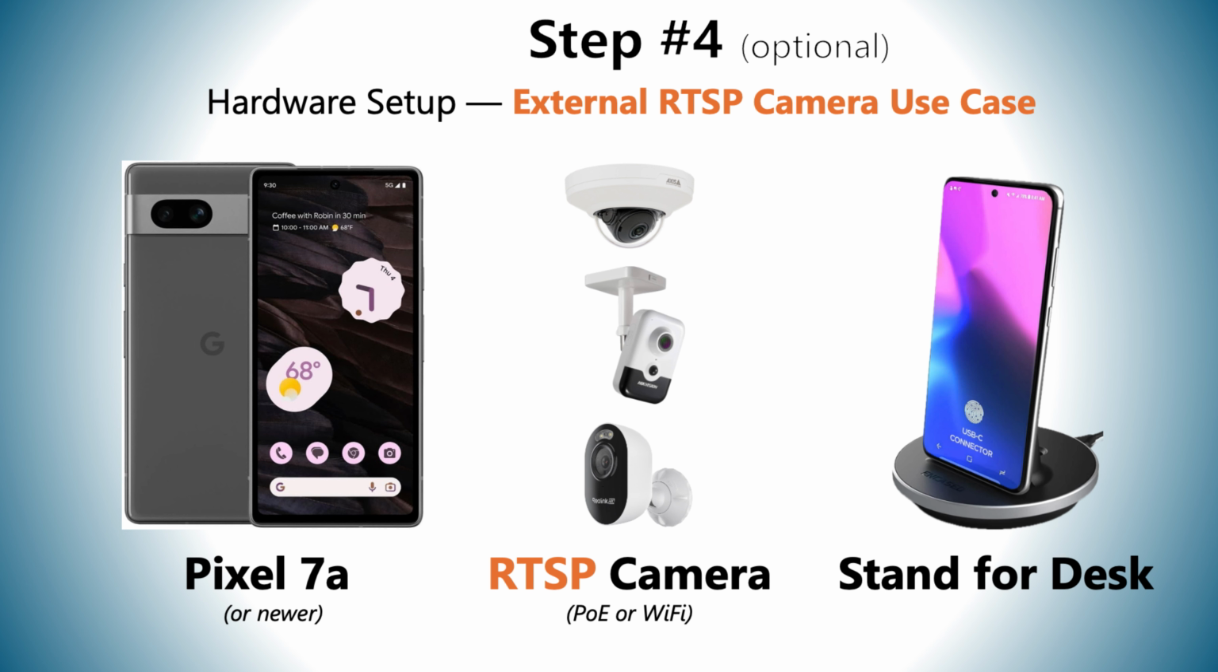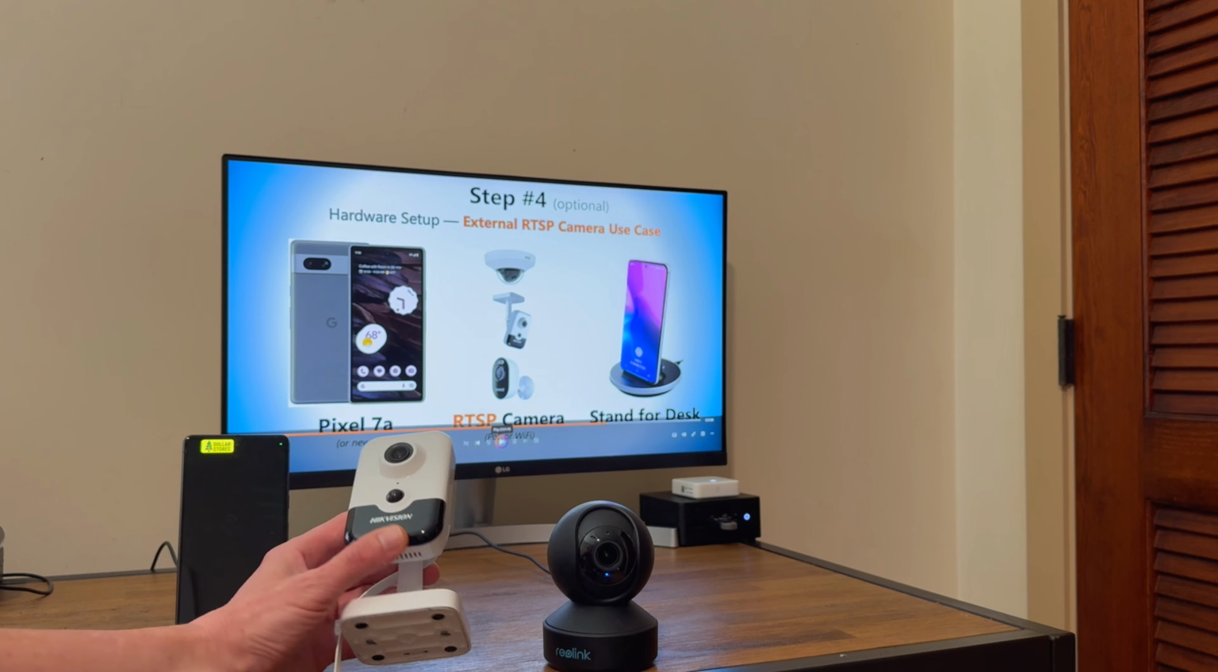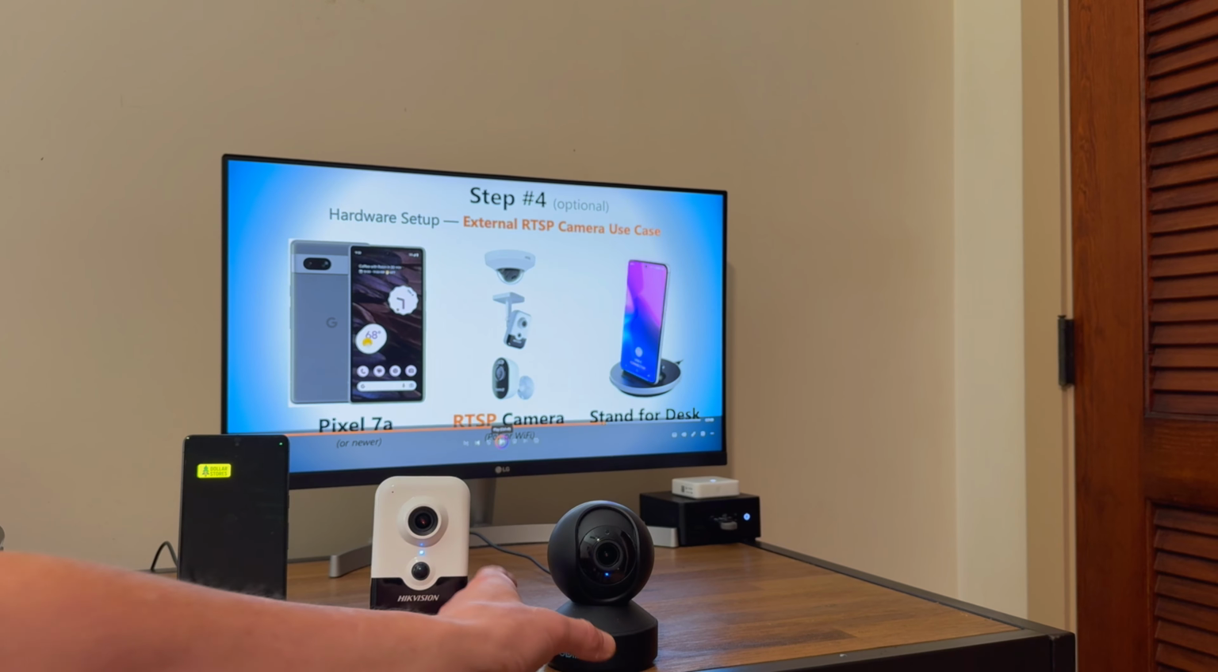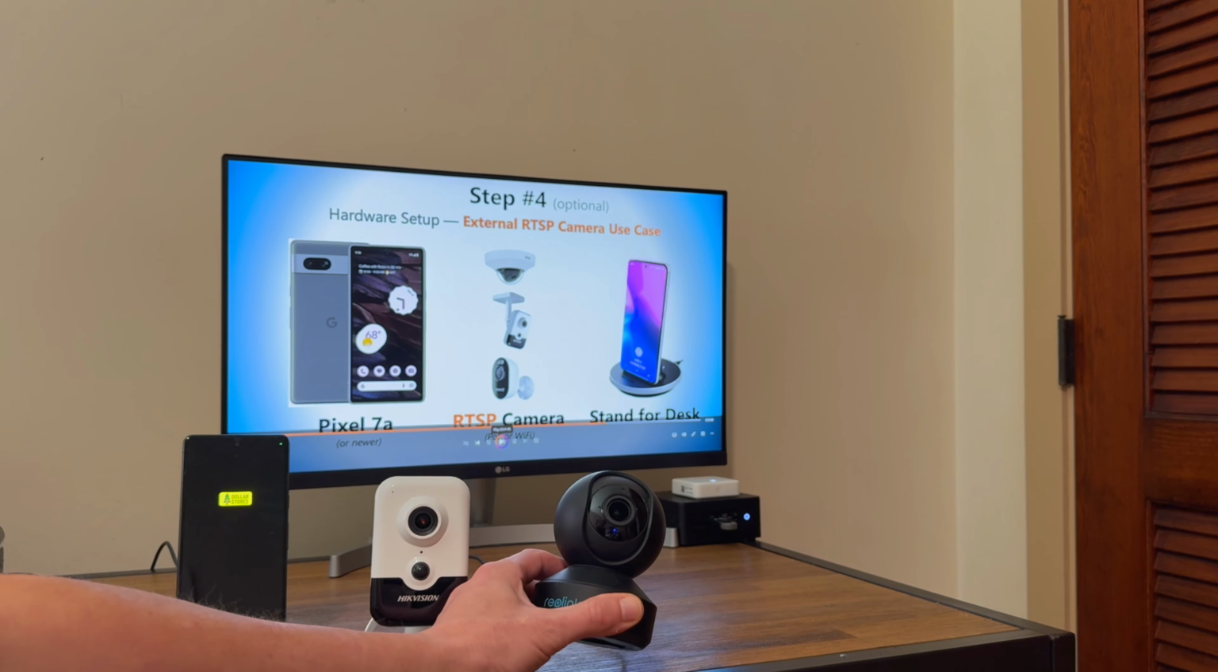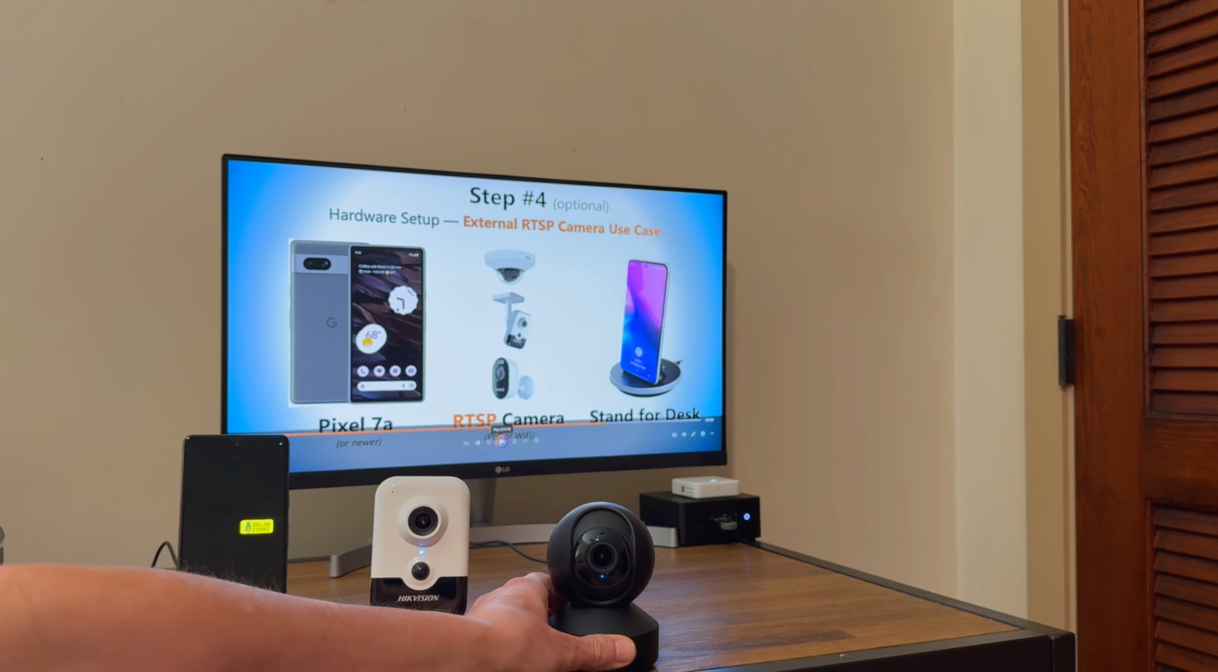Looks good. Now let's switch to an external RTSP camera. This part matters. Camera height, lighting, and distance make or break recognition. If you want clean results, follow the guidelines in the FAQ on frp.ai.